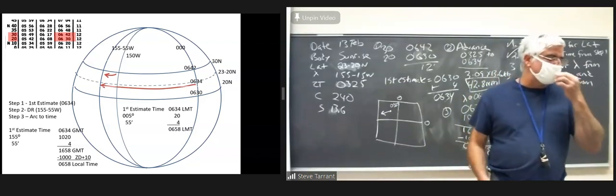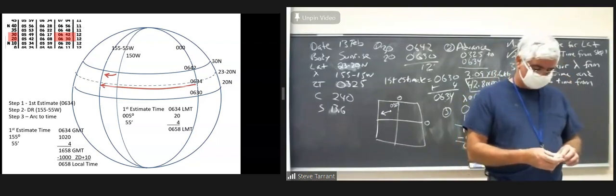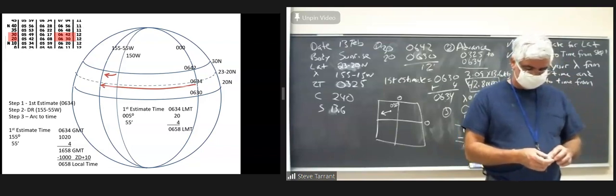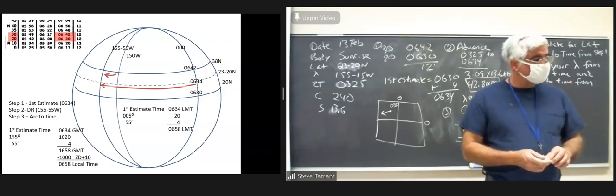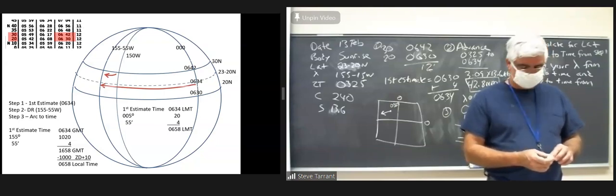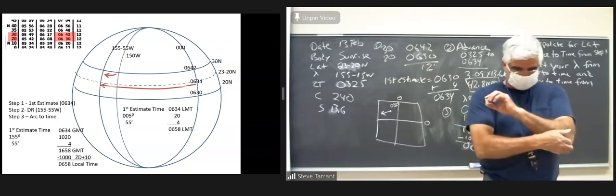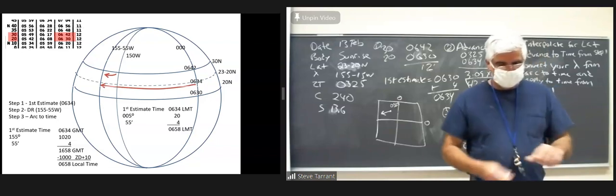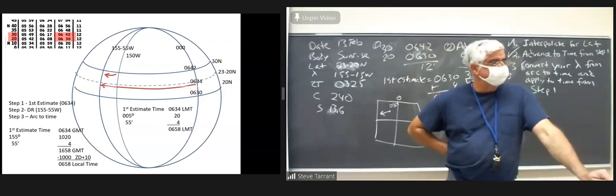Explain back to me the steps as you understand them. What's the first step? To take your 0630 time from 20 and add 4 degrees because that's your difference. It's 4 minutes. Yeah, 4 minutes. That's what I meant. Yep. So then you get 0634.